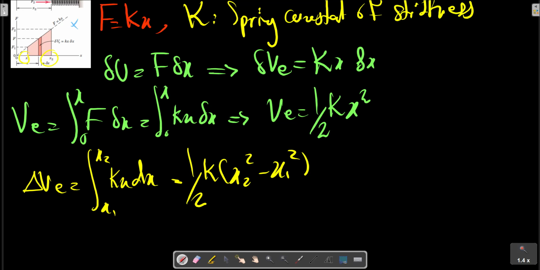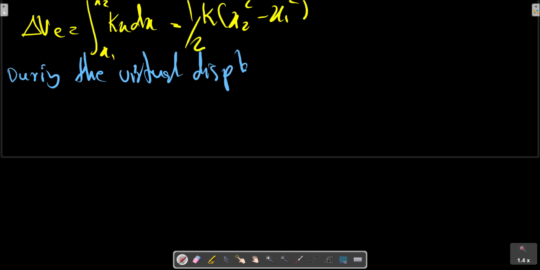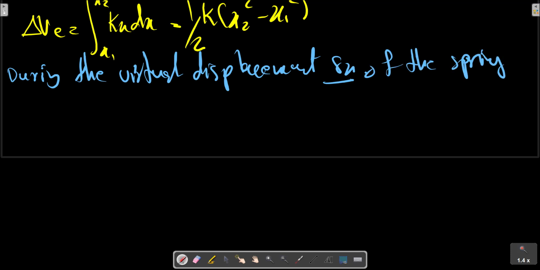During a virtual displacement delta x of the spring, the virtual work done on the spring is the virtual change in elastic potential energy and can be calculated as this relation.